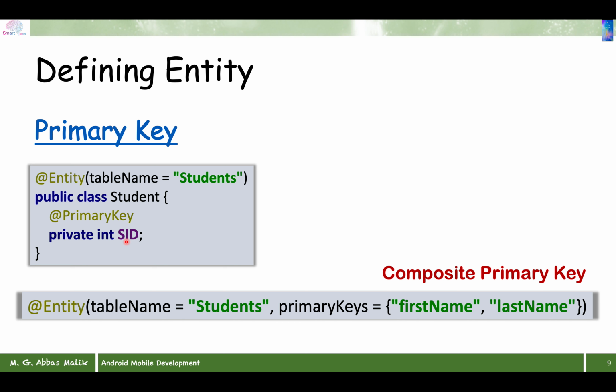Composite primary key, we can also have multiple columns as a primary key, so that is called composite primary key. If you want to define that, then you have to define it at the table level, where you are defining that it is an entity and table name, then primary keys, and then you can provide the names of those columns or names of those variables. So that is where you can create the composite key. Whether you have only one field which is a primary key, you can define it like this, and if you have a composite primary key, then you can provide it like this at the table level.